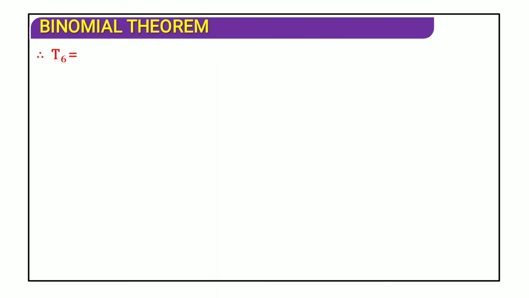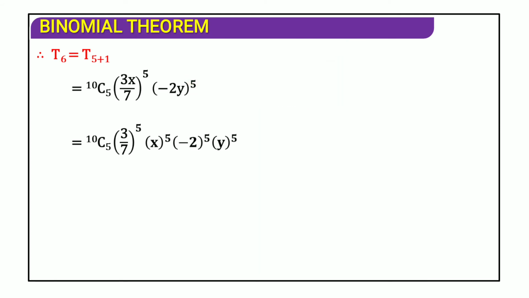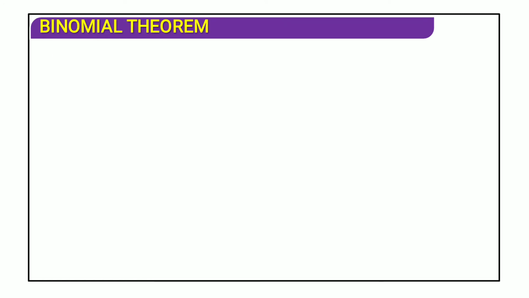It is the sixth term. We can easily calculate T6. T(r+1) = nCr x^(n-r) a^r. Just put the values n equal to 10, r equal to 5. Put the values, you'll get the answer. That's it. This is the required answer.